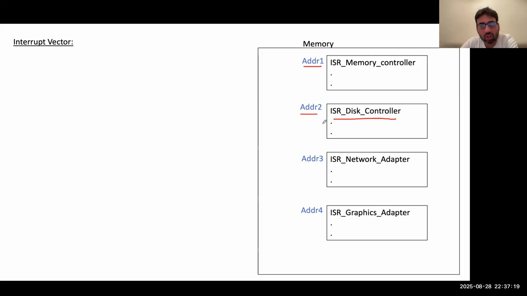So it can be anything. It is not supposed to be consecutive. I'm just trying to give you an idea. Let's say we know the starting address of a given ISR, right?